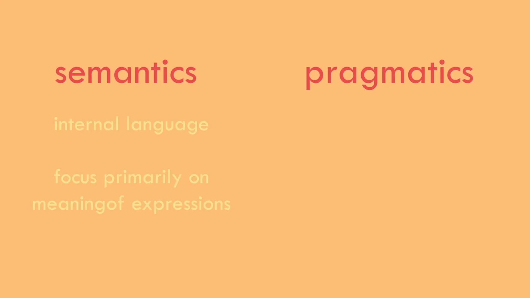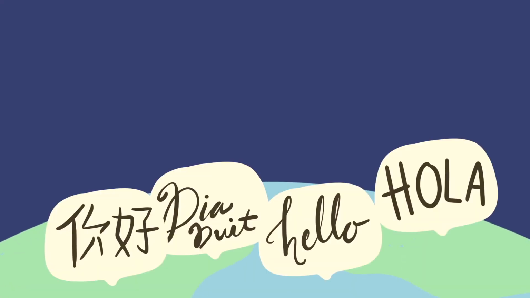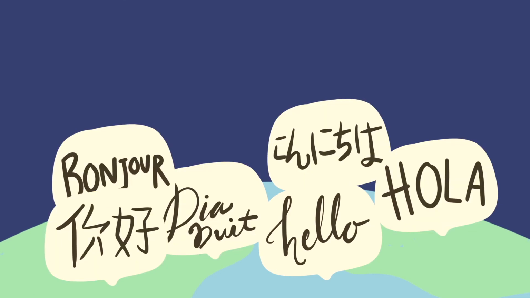Semantics has a more internal focus on the meaning of expressions, while pragmatics has a more external focus on context and implied meaning. All languages across the globe seem very different. In the end, they all exist because of the same 5 branches of linguistics. Thanks to these branches, we are able to connect, communicate, and share our lives with one another.